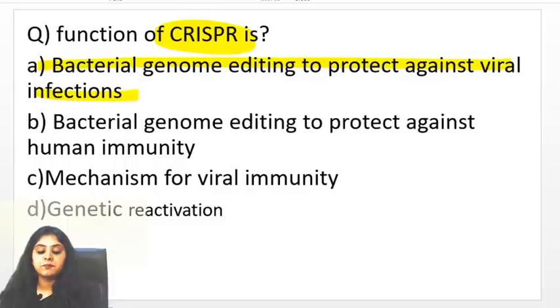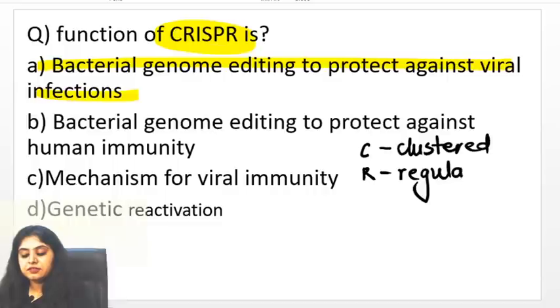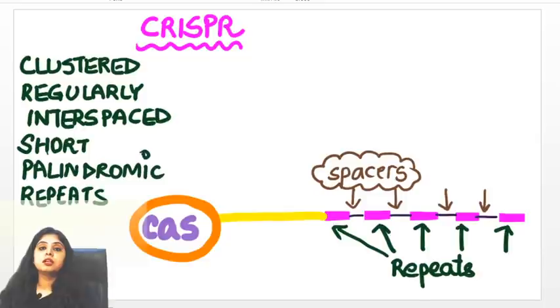What is CRISPR? You have to know the full form. Please remember, CRISPR stands for clustered regularly interspaced short palindromic repeats. Please remember, clustered, regularly, interspaced, short palindromic repeats. Okay, so this is a CRISPR.